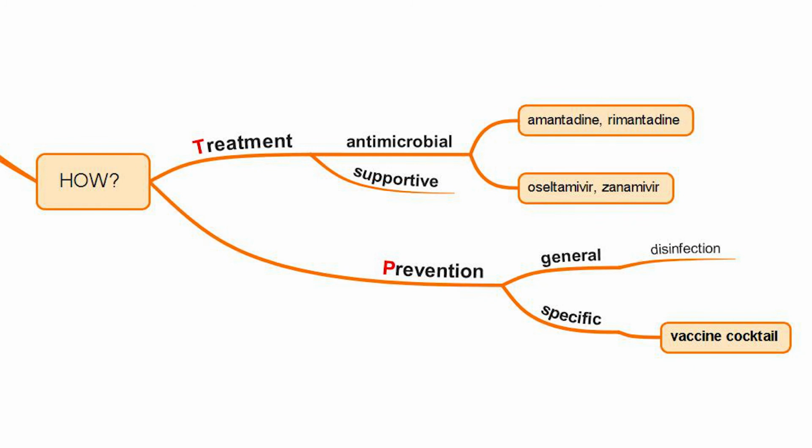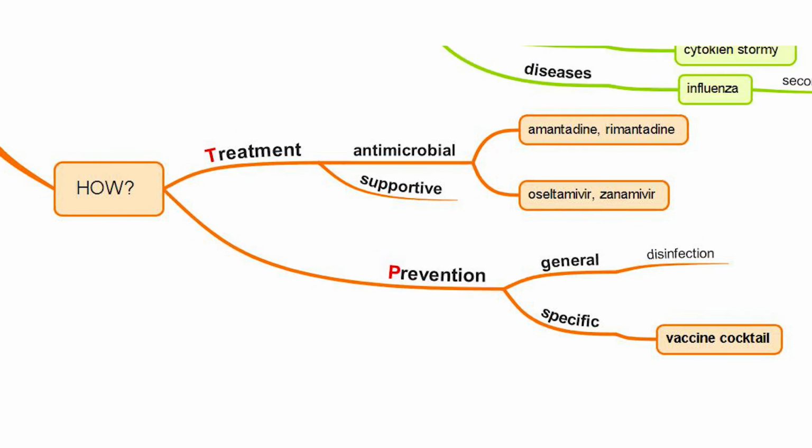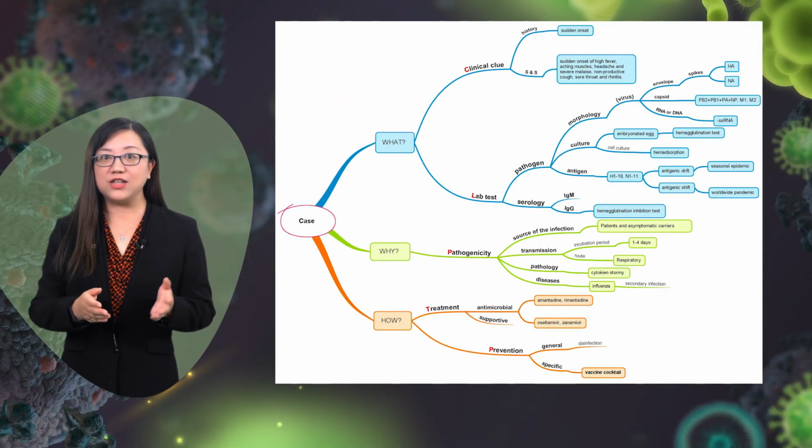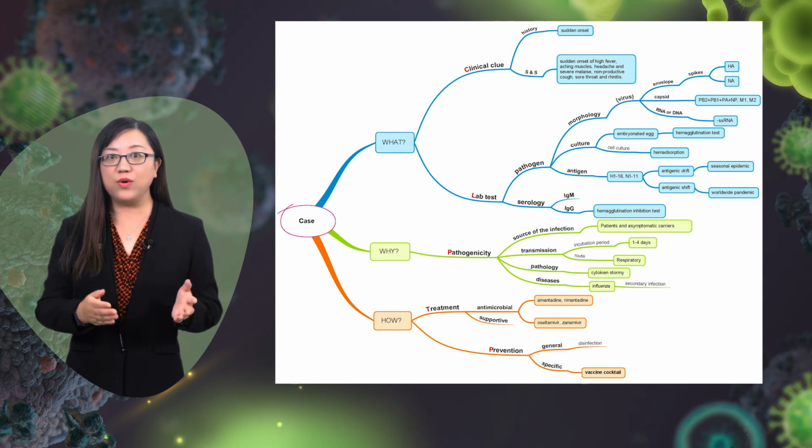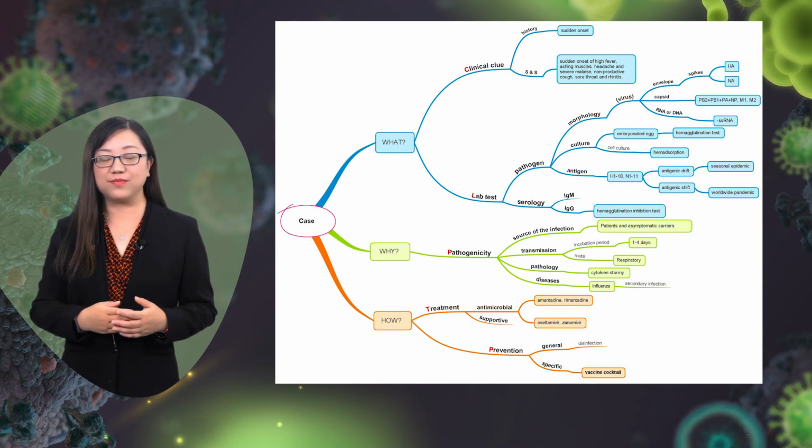Last question, how to treat and prevent the diseases? Treatment. We have covered two kinds of drugs, amantadine and oseltamivir. Prevention. Please note, vaccine is the most effective way to protect humans. But because of the antigenic drift and shift, it's not always fully protective.